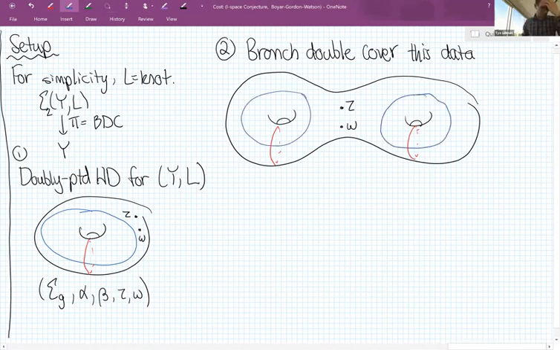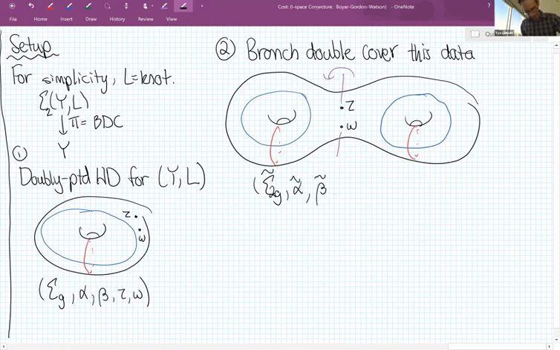And it's a branch double cover. So there's a deck transformation here, a Z mod 2 action. You can see it in this particular example, where I skewer it and rotate it by 180 degrees. When I quotient it, that gives me exactly the data below: Sigma_2G tilde, alpha tilde, beta tilde, Z tilde, W tilde.